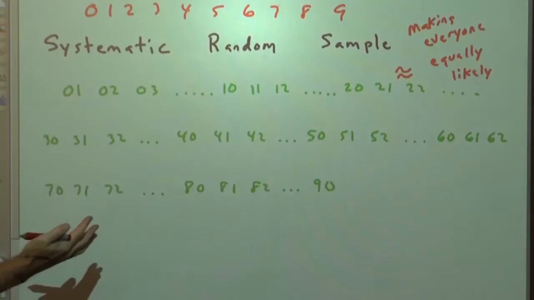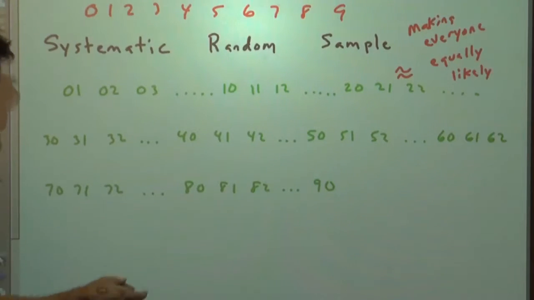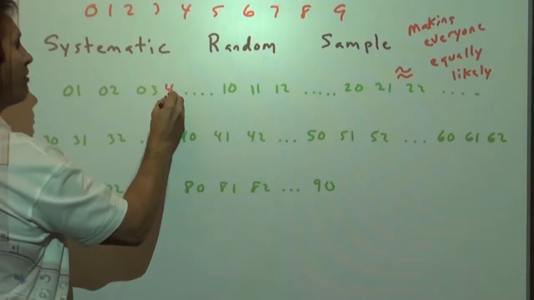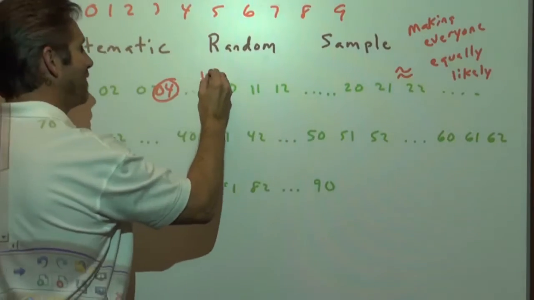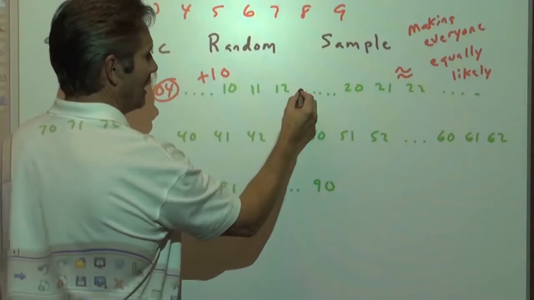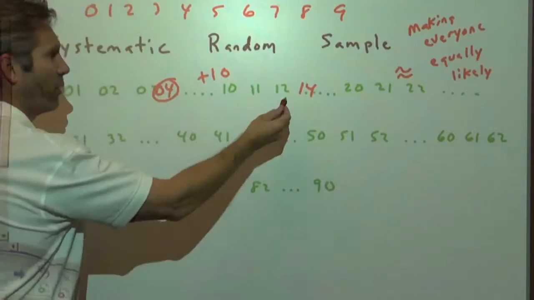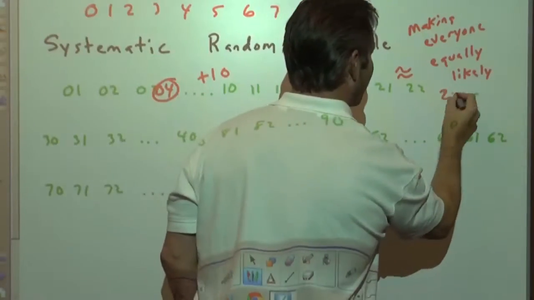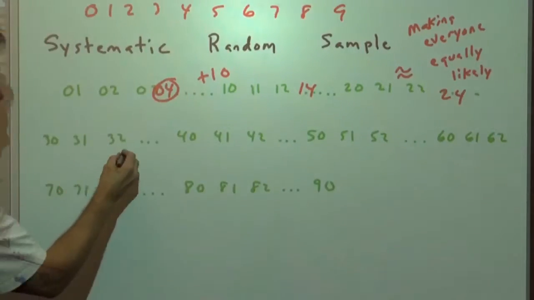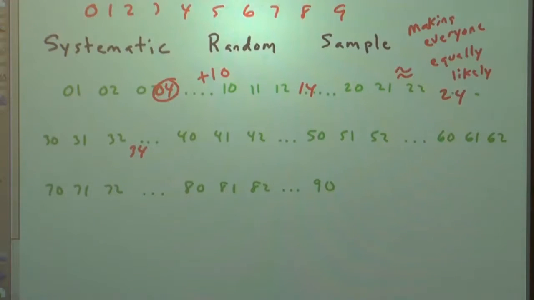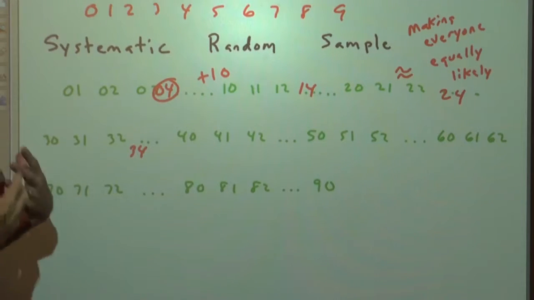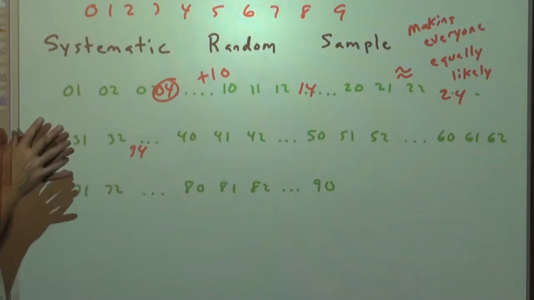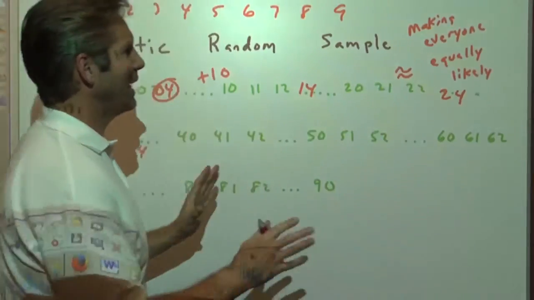So we'd come back here and we'd say, oh, okay, well then what we're going to do is start with the 4th person, the person 04. And now we're going to add 10 to get the next person in the survey. So we're going to go to the 14th person, add 10 again, we're going to get the 24th person, add 10 again, the 34th person. So that made the 34th person just as likely as the 31st person to take part in our survey. So at least it kind of makes everybody equally likely.